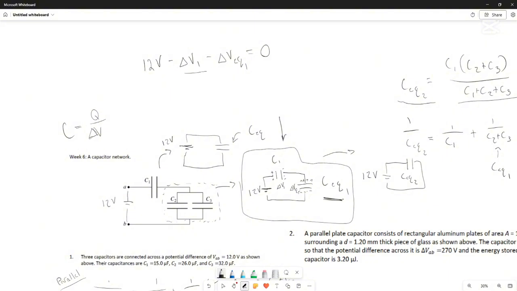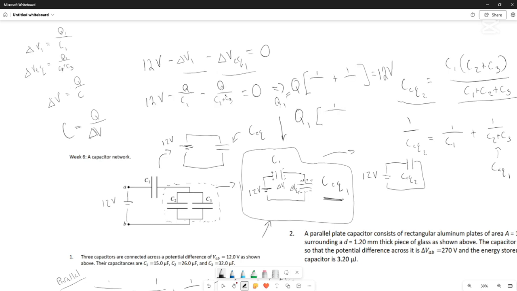Now we can rewrite these in terms of the capacitance, right? Since capacitance is equal to the charge over the change in potential, we can write that as the change in potential is equal to the charge over the capacitance for any one capacitor. Delta V1 and delta V equivalent as Q over C1 and Q over C2 plus C3, since they're the same charges. And so when we factor out the Q, we get this, and then we can divide that over our 12 volts.